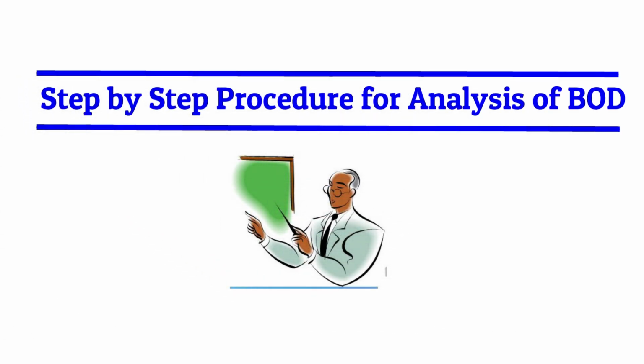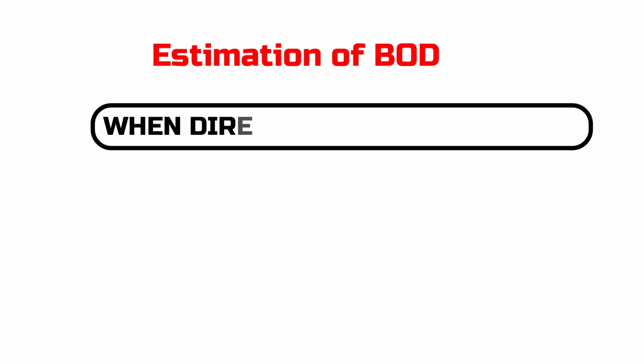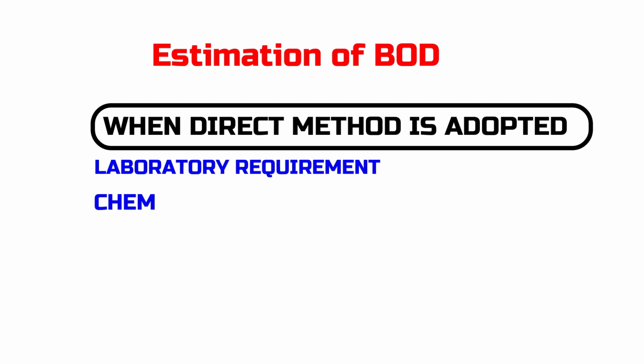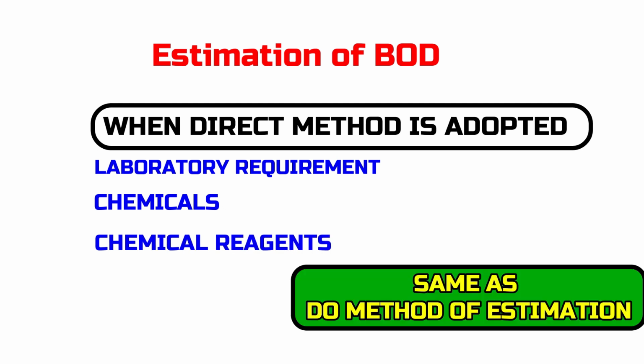That is the step-by-step procedures for analysis of BOD in water samples. But before we proceed further, first of all, when it comes to BOD estimation in any water samples, if the direct method of estimation is adopted, then the laboratory requirements and chemicals as well as the chemical reagents required are exactly the same as that of the dissolved oxygen method of estimation, adopting the azide modification of Winkler's method.